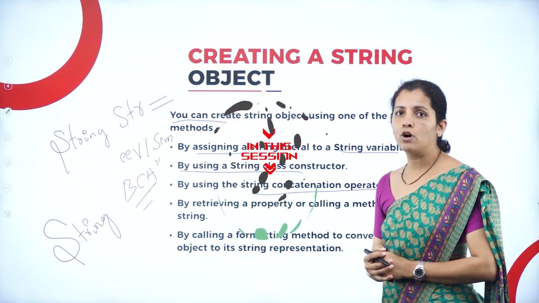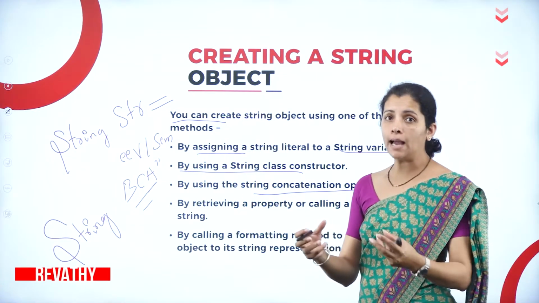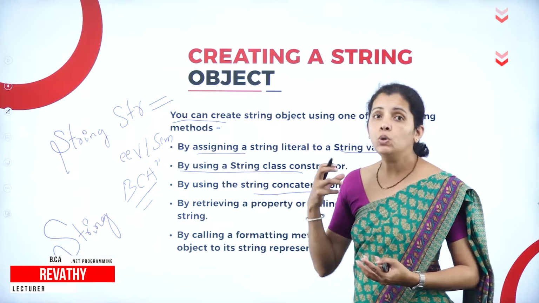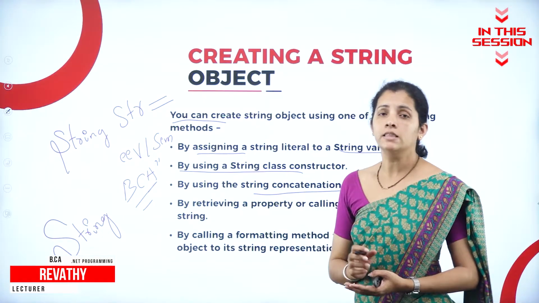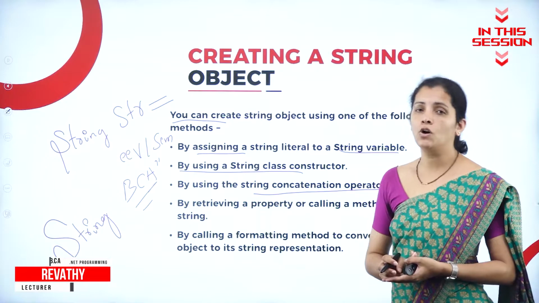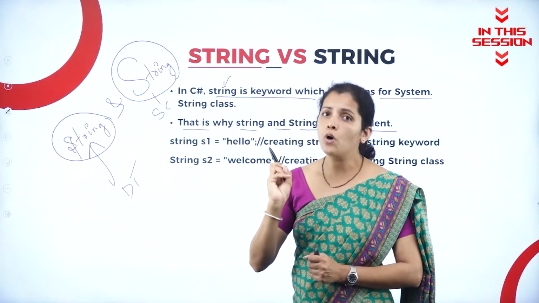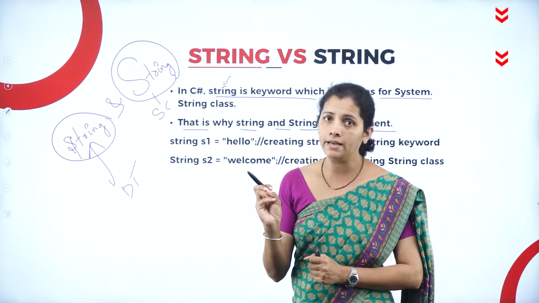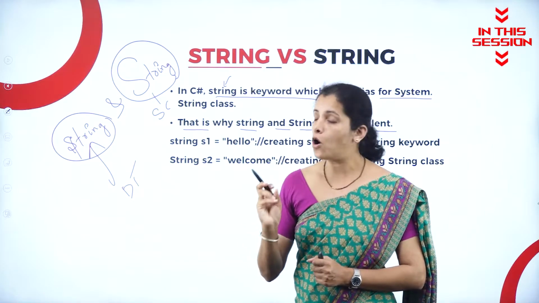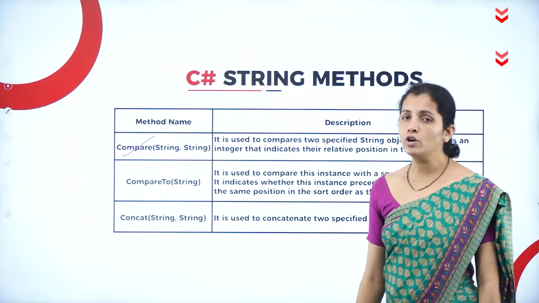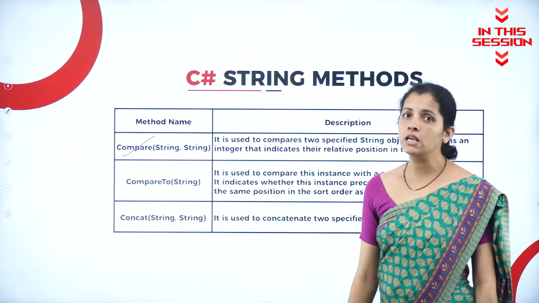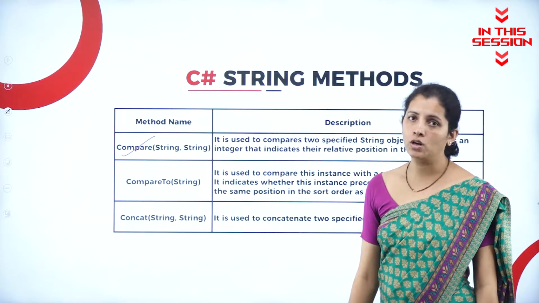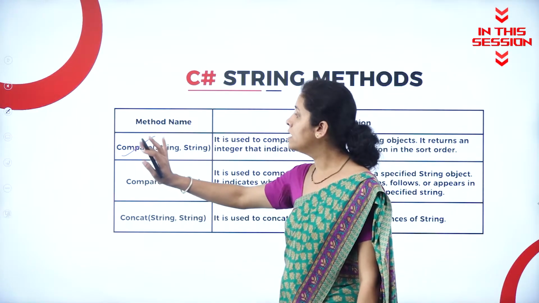Concatenating in the sense what? Suppose if I want to club or combine two strings together, then I'm going to have the method called concat. So what is string? Nothing but the collection of element or collection of object. Suppose if I want to check both the strings are equal or not, for that I'm going to have compare.